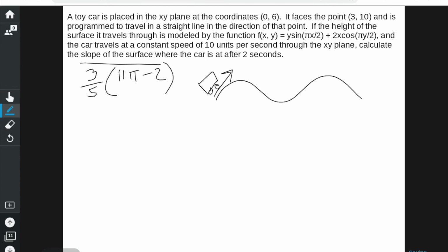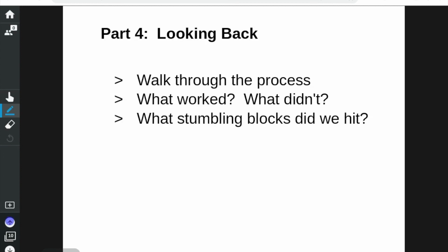We don't know where it is in relation to the top or the bottom of the hill, but we do know that it's going up and it's traveling at a fairly steep point. If we wanted to find the steepest point, we know we could use the gradient, but we're not going to get into that right now.